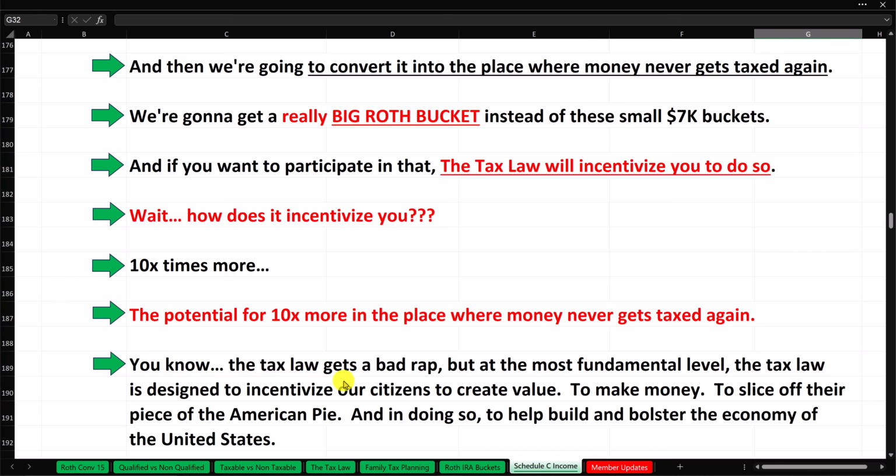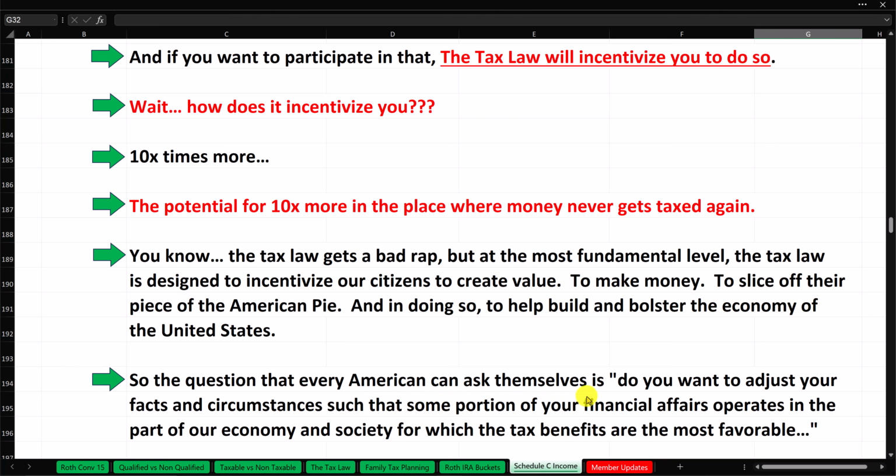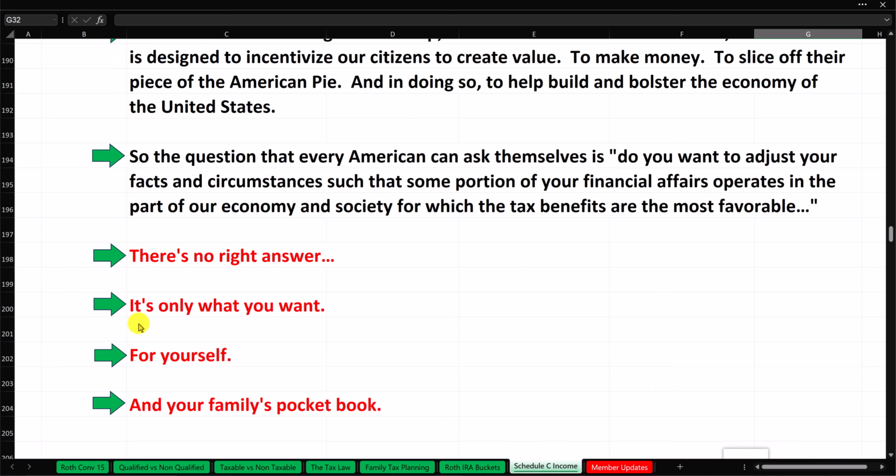You know, the tax law gets a bad rap, but at the most fundamental level, the tax law is designed to incentivize our citizens to create value, to make money, to slice off their piece of the American pie, and in doing so, to help build and bolster the economy of the United States. So the question that every American can ask themselves is, do you want to adjust your facts and circumstances such that some portion of your financial affairs operates in the part of our economy and society for which the tax benefits are the most favorable? There's no right answer. It's only what you want for yourself and your family's pocketbook.